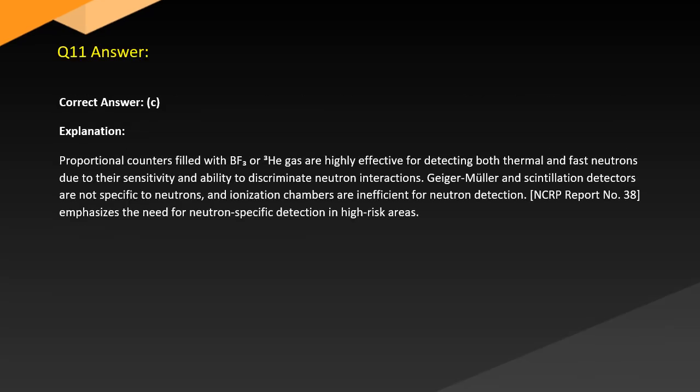Answer. Correct answer: C. Explanation. Proportional counters filled with BF3 gas are highly effective for detecting both thermal and fast neutrons due to their sensitivity and ability to discriminate neutron interactions. Geiger-Müller and scintillation detectors are not specific to neutrons, and ionization chambers are inefficient for neutron detection. NCRP Report No. 38 emphasizes the need for neutron-specific detection in high-energy areas.